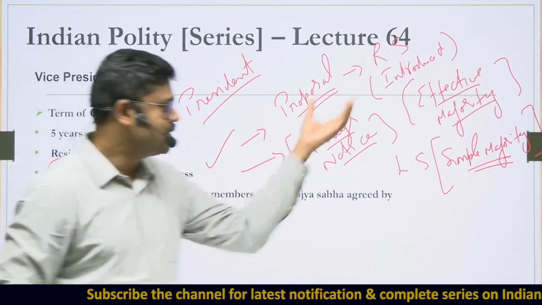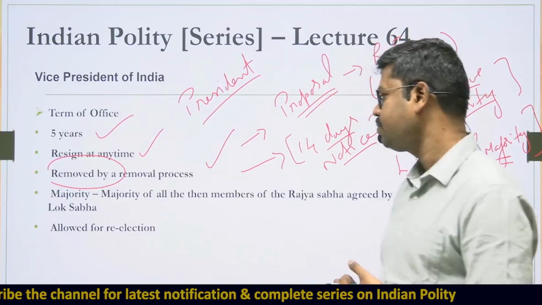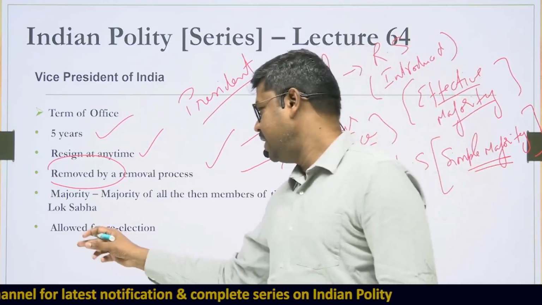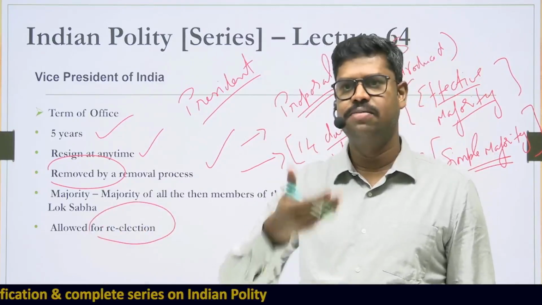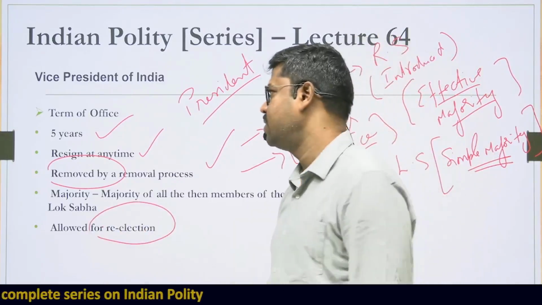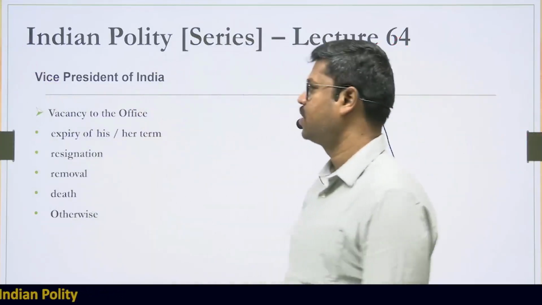Alright, so this is the process by which the vice president can be removed from his office. And as already said, is he allowed re-election? There is no restriction as to how many terms one can become the vice president. So is the case for the president also. The constitution does not restrict it.